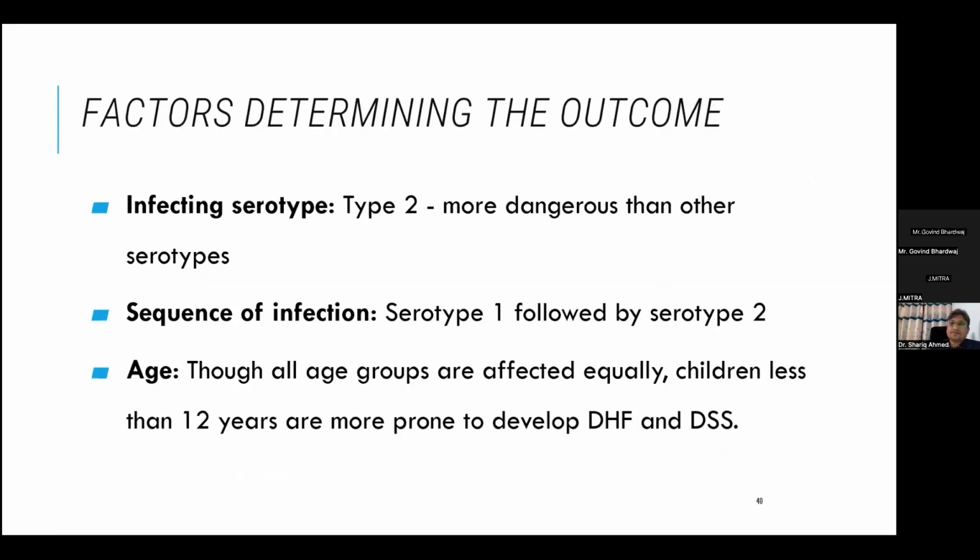Now, what are the factors determining these? In dengue fever, it is shown that type 2 is more dangerous than other serotypes. So if we are infected by type 2, then dengue hemorrhagic fever can occur, or in sequence, as I have told earlier, serotype 1 followed by serotype 2, or in children less than 12 years of age, dengue hemorrhagic fever or dengue shock syndrome is more common.